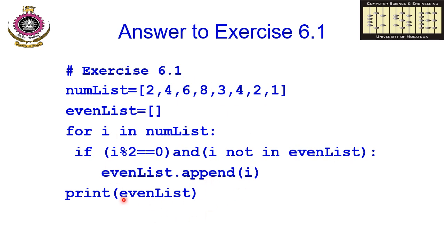So that's how this will iterate until the end of this num list and find all the unique even values. That's how this program is implemented to find the even numbers in the given list.